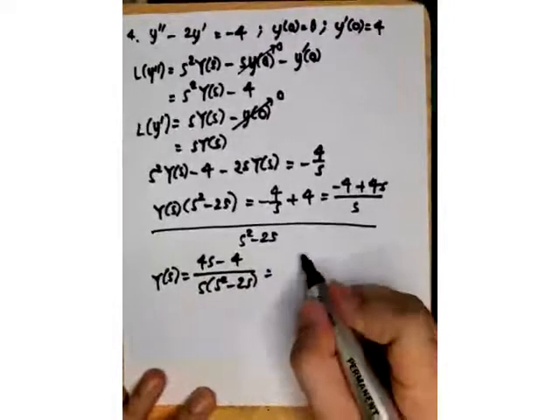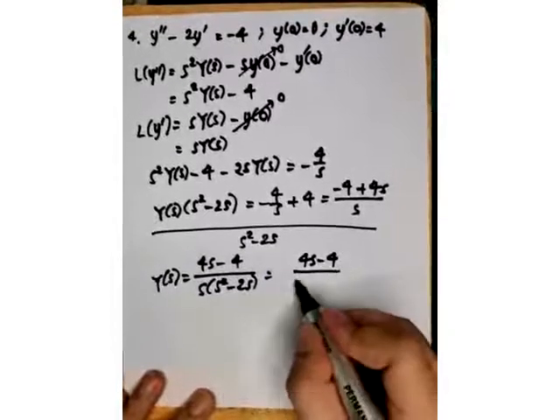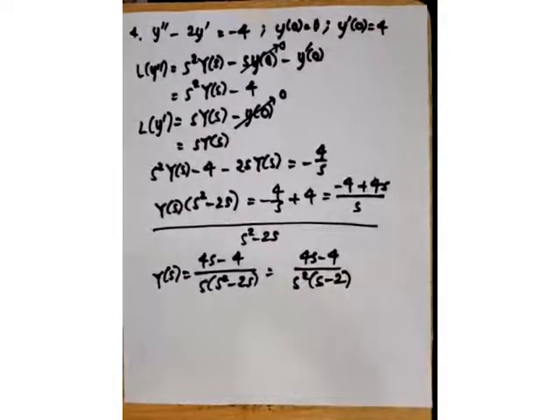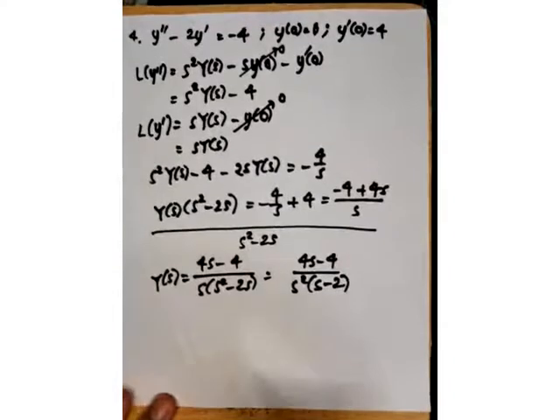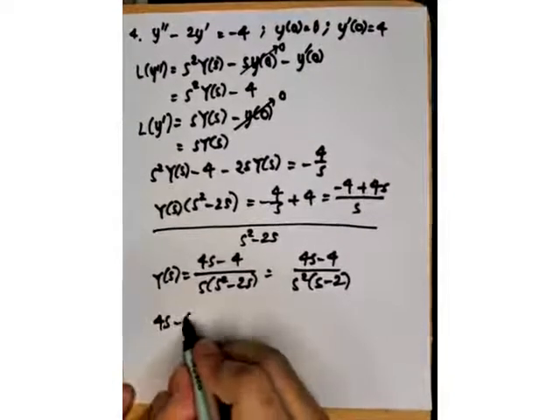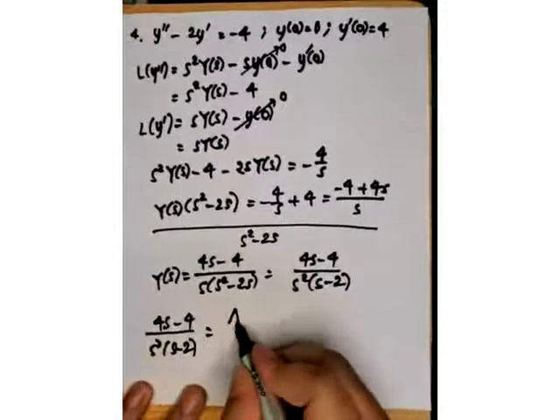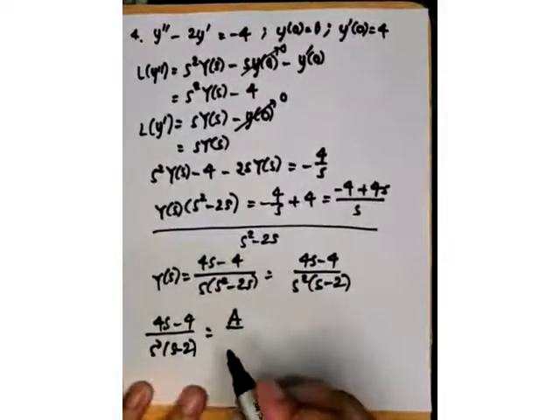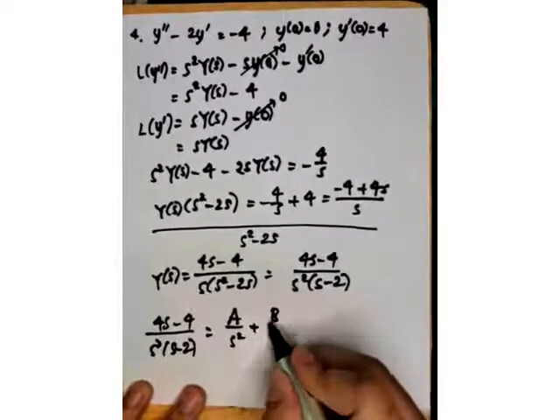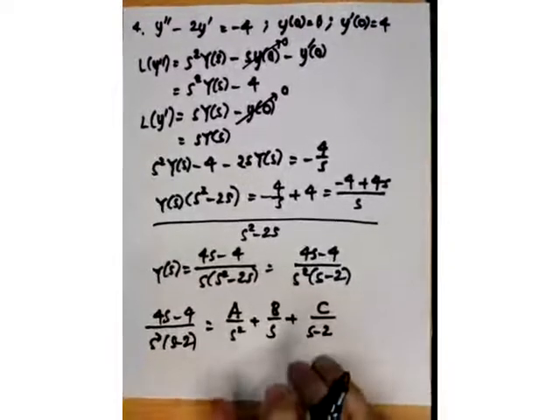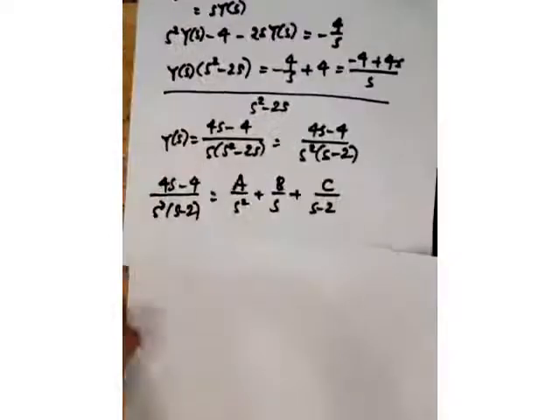Or that's equal to 4s minus 4, factoring out the s, so s squared times s minus 2. I factored out the s. So how do we write this? Our partial fraction decomposition is case number 2, because this is a linear repeated factor plus a linear factor: A over s, plus B over s squared, plus C over s minus 2. Then we add them again.